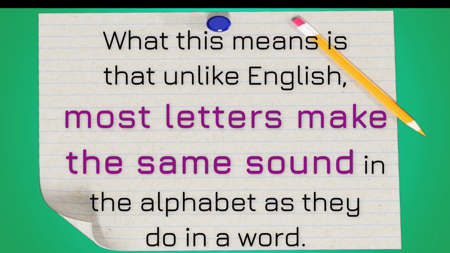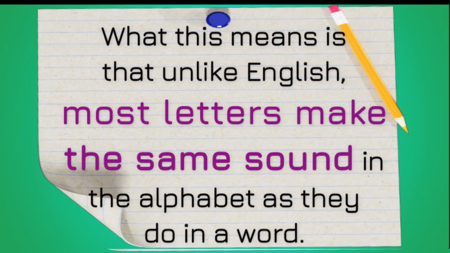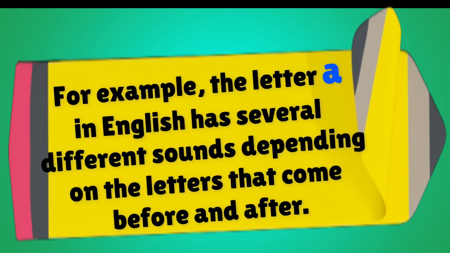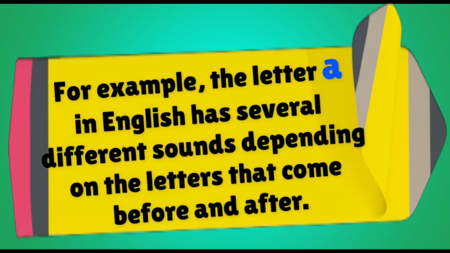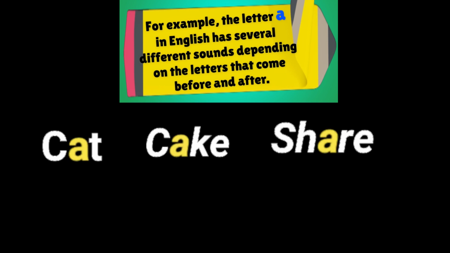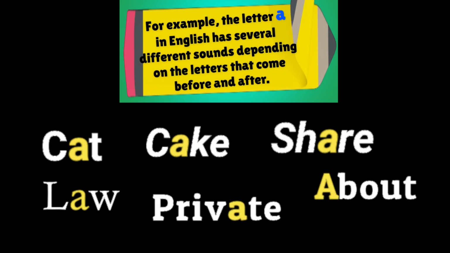What this means is that, unlike English, most letters make the same sound in the alphabet as they do in a word. For example, the letter A in English has several different sounds depending on the letters that come before and after. Here are a few examples: cat, cake, share, law, private, about.